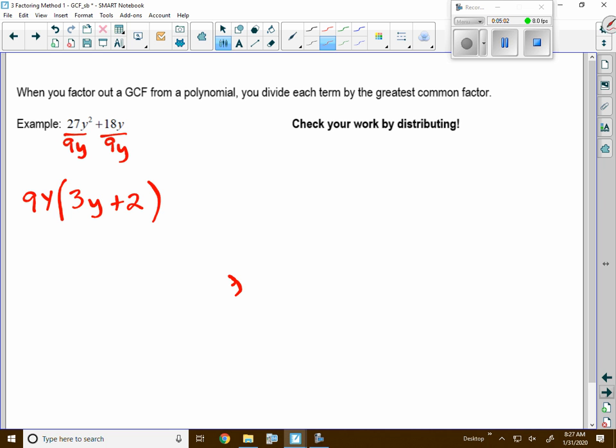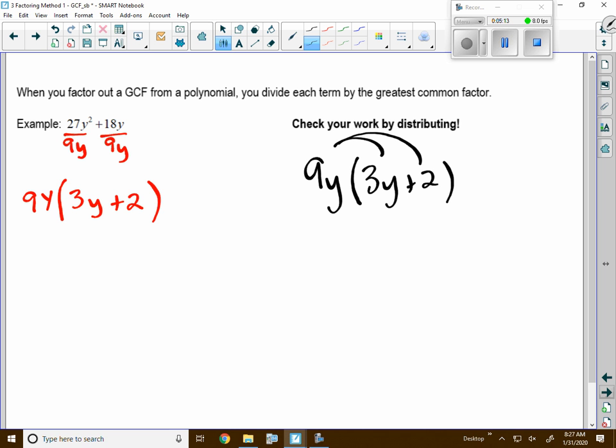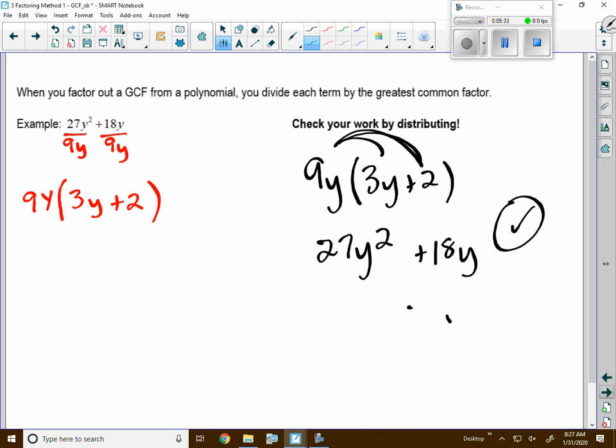If we wanted to check our work, this is what we have. Let's go backwards. Let's distribute our 9y. 9y times 3y, what does that give me? 27y squared. And then 9y times 2 is 18y. Does that match my original problem? Yes. So that checks out. We know that we did it correctly.